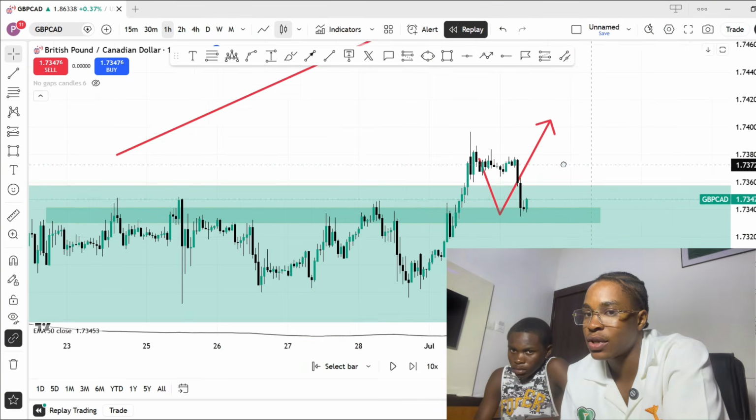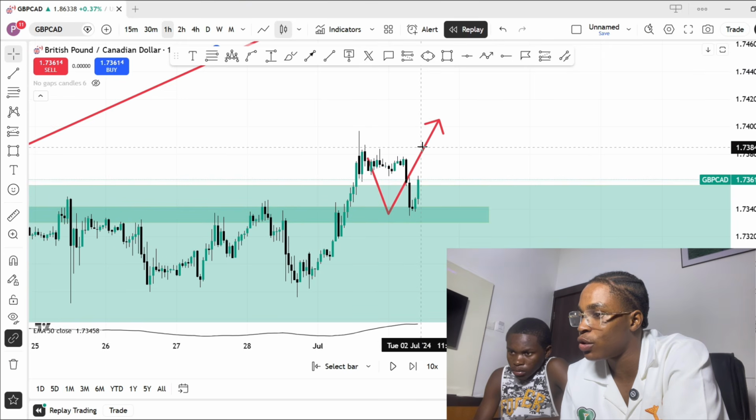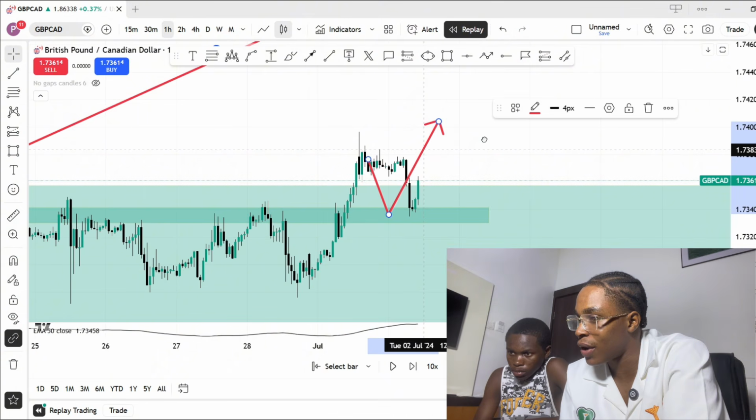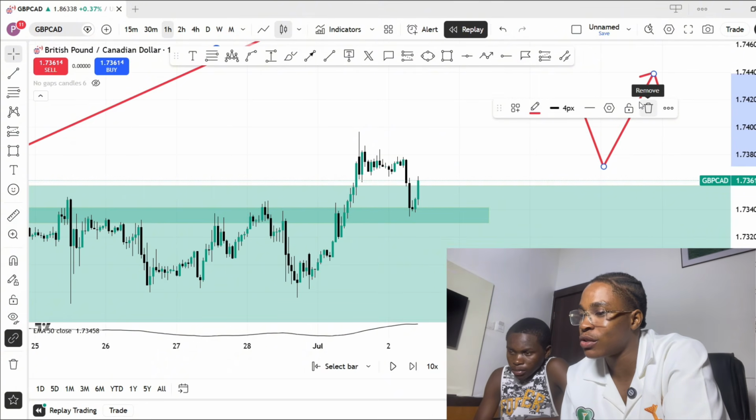So the market has come to this area. So now what do we do? We look for buys, okay? We look for what? Buys. Now there are two main reasons why you should be looking for buys.